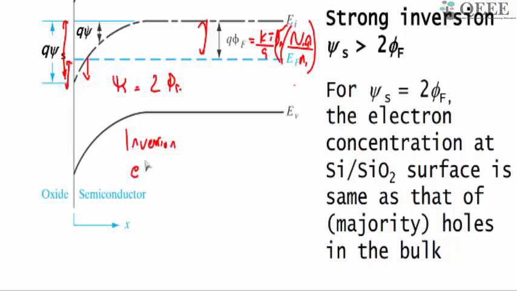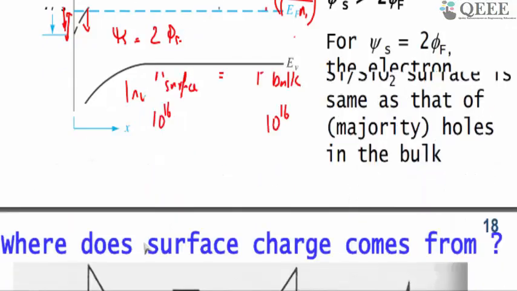So the number of electrons, n at the surface, equals p at the bulk. The surface is as much n type as the bulk is p type. So we have completely inverted the surface. Suppose earlier it was 10 to the power of 16 holes here. You have applied a bias such that the surface is now around 10 to the power of 16 electrons per centimeter cube. That is the inversion condition.